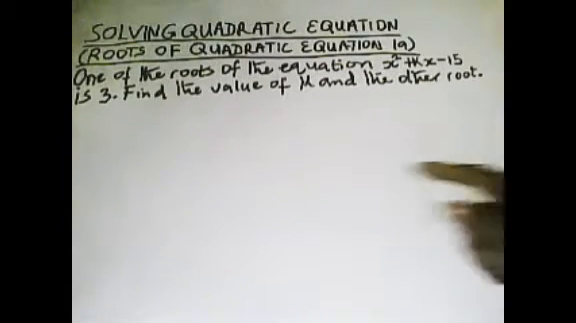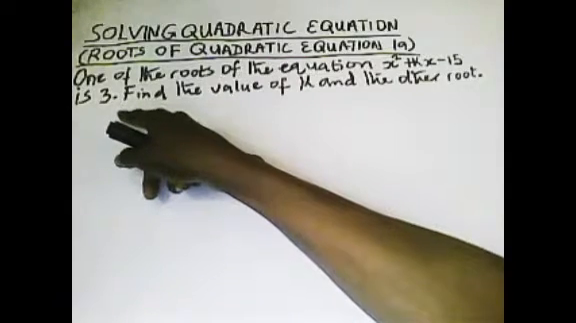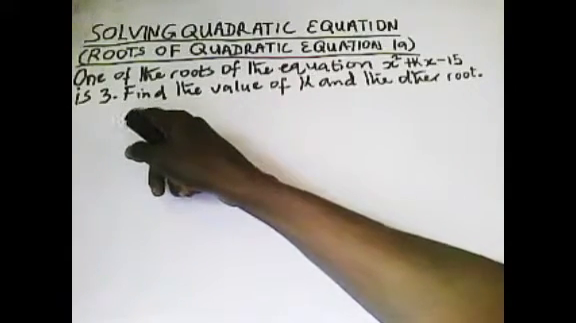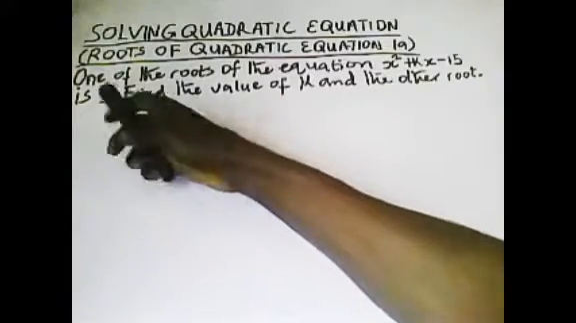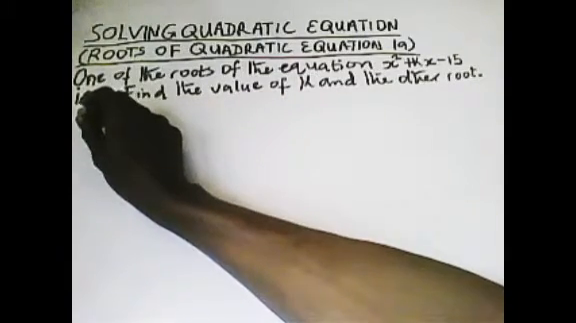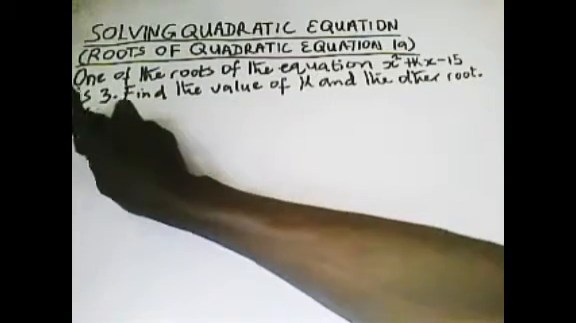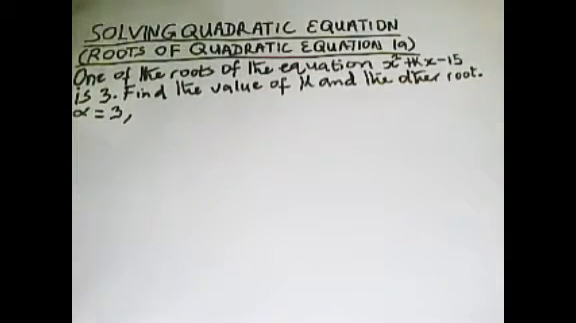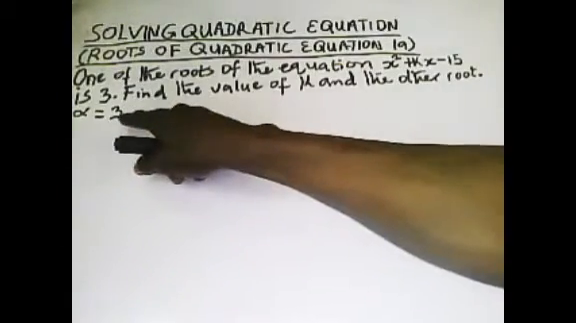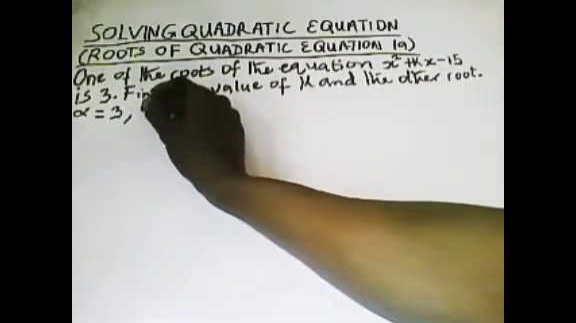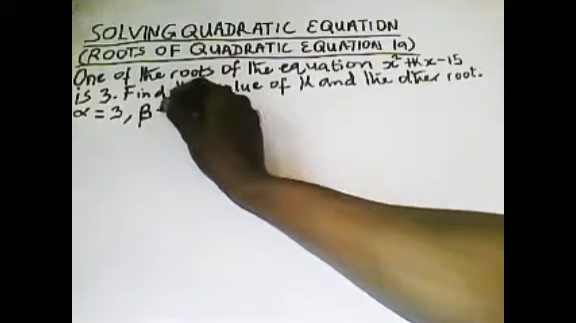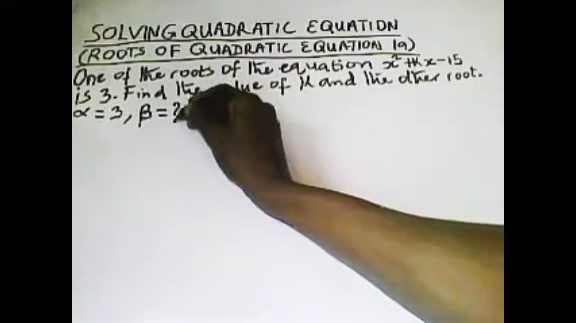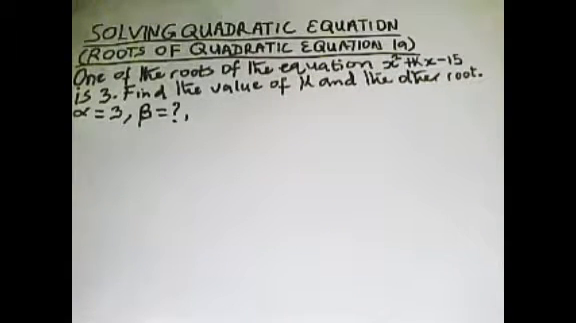So on the board you will see that the first root is given to us as 3. We do not know the other root. So how do we represent this? We can use the Greek letter alpha equals 3. So when we say alpha equals 3, we are referring to the first root. Now the second root, we can use the Greek letter beta, and because we do not know what the second root is, we are going to put a question mark there.